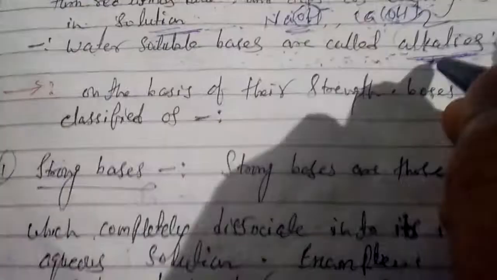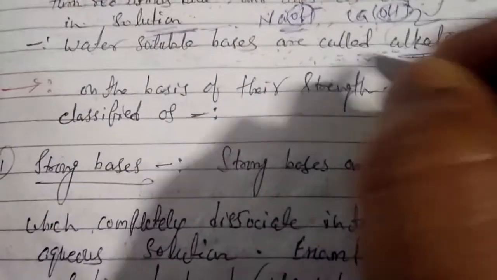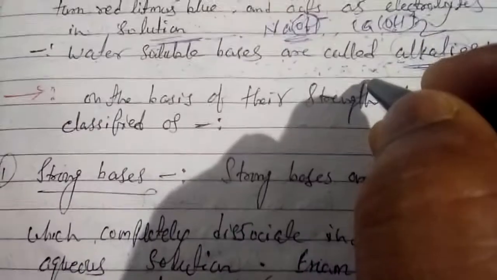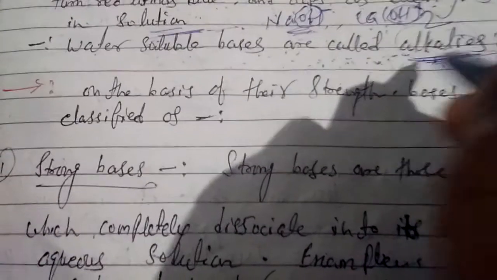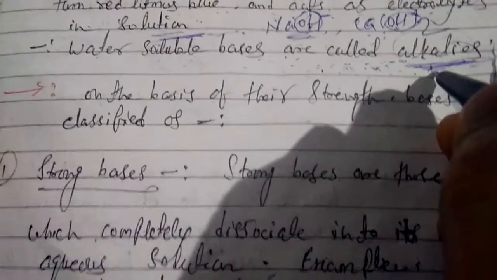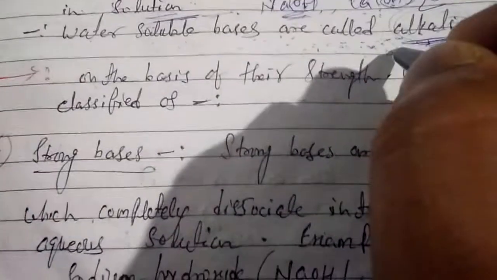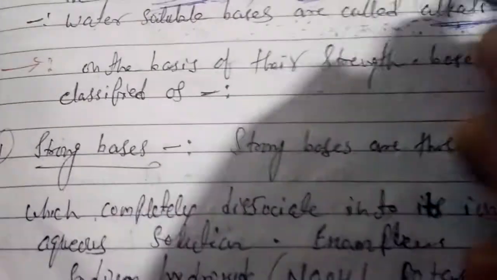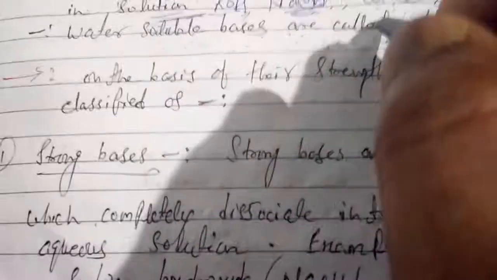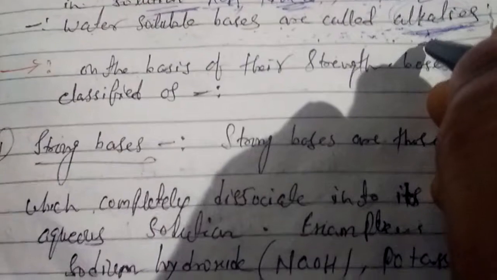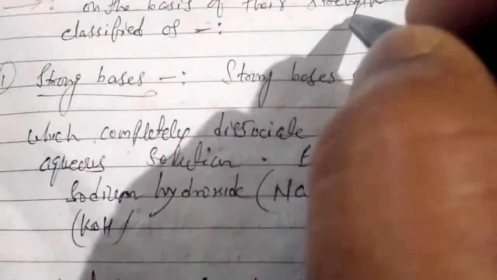Understand? All alkali are bases, but not all bases are alkali, because not all bases are completely dissolved in aqueous solution, water. So all bases are not alkali. But all alkali are known as bases, just like NaOH, KOH, Ca(OH)2 calcium hydroxide, potassium hydroxide. So these are known as alkali.